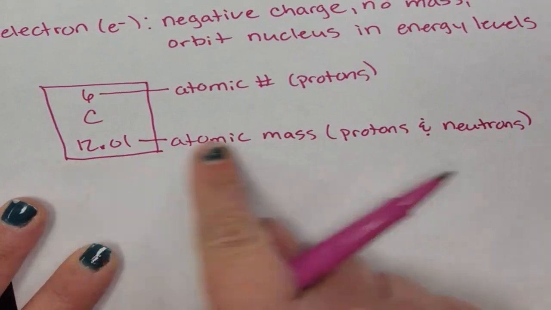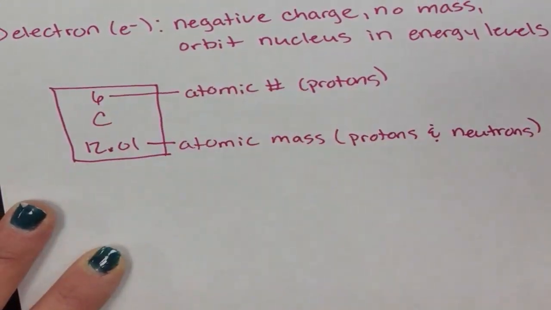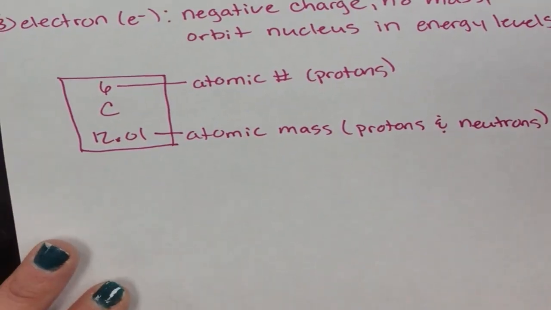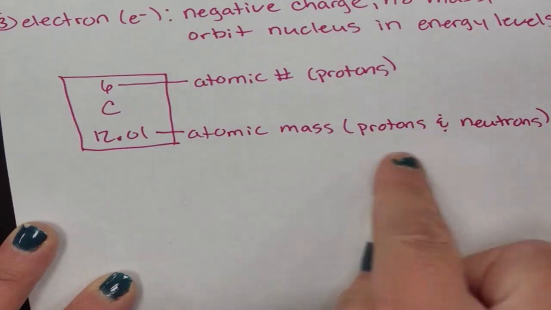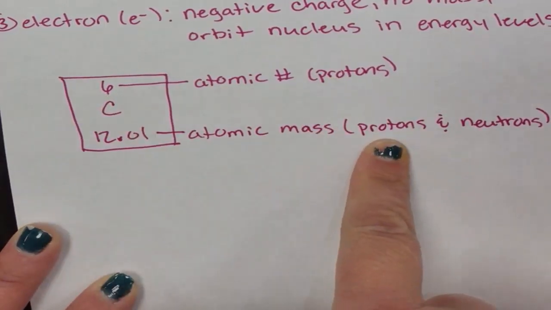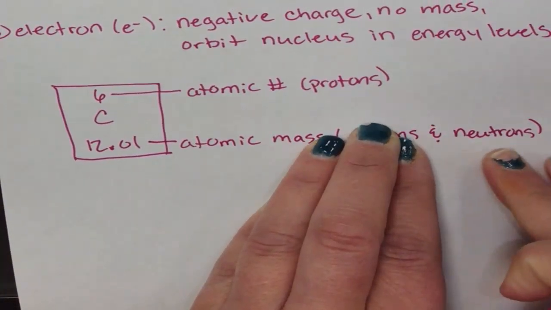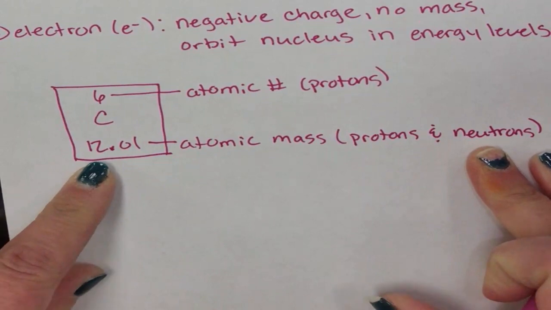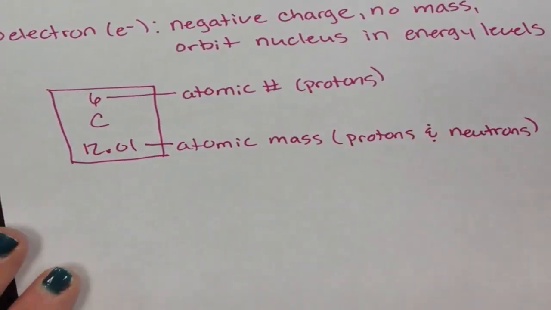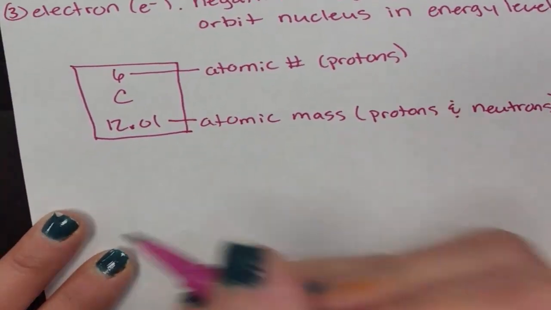So if this is protons and neutrons, and the atomic number is the protons, how could I find the number of neutrons within an atom? All right, and so we're going to simply have to do a subtraction. We know the protons, so we can subtract out the protons from the atomic mass, leaving us with just the neutrons. Now, for now, we are going to round using our nearest whole number. So 12.01 would round to 12.